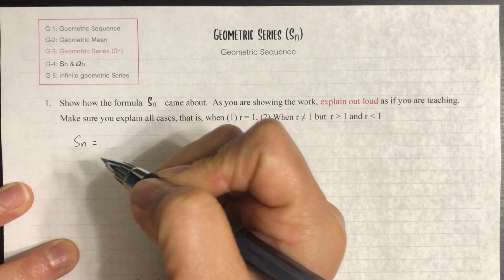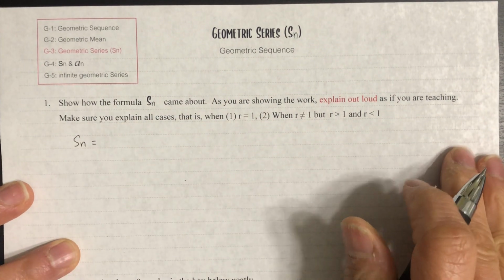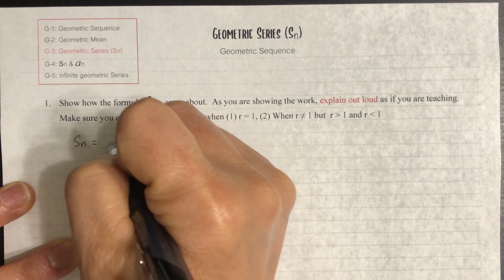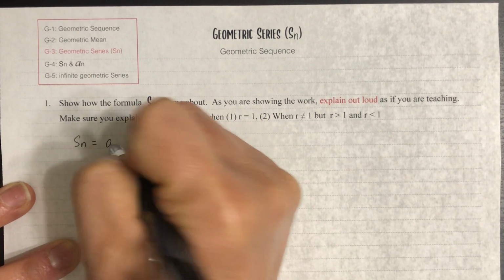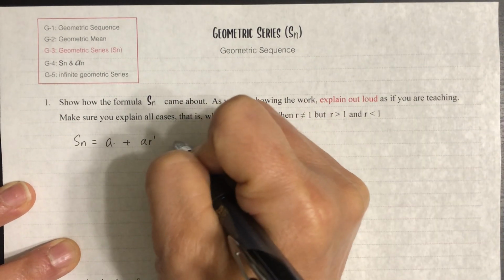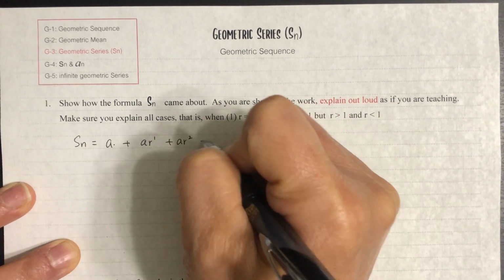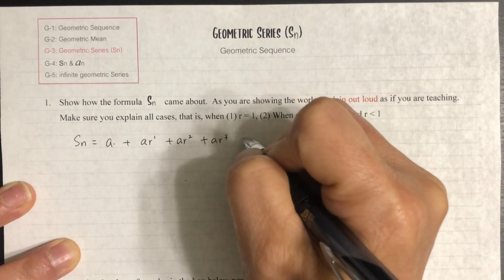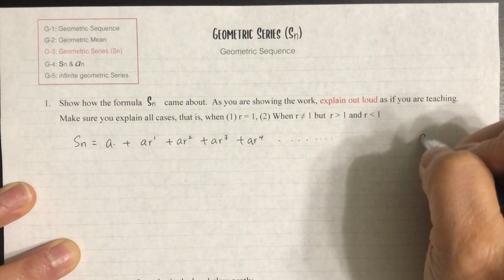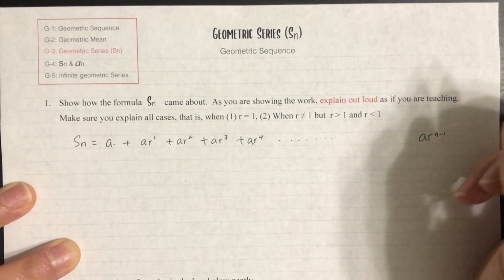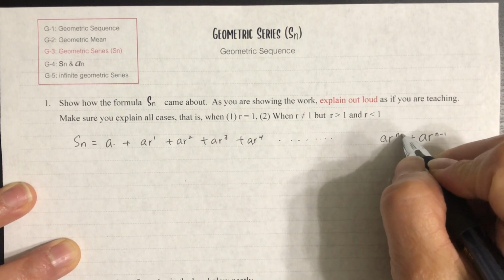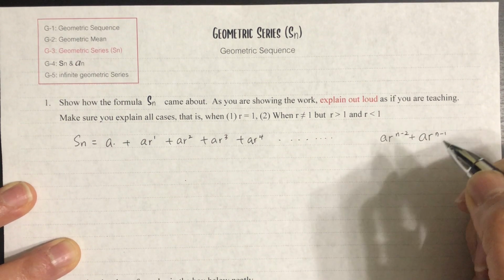S sub n is a summation of all the terms in a sequence, in this case a geometric series. So the first term will be a or a1, plus ar to the first power, ar to the second power, ar cubed, ar to the fourth power, and it's going to go all the way to ar to the n minus 1 power. So the one before will be ar to the n minus 2 power. Okay.